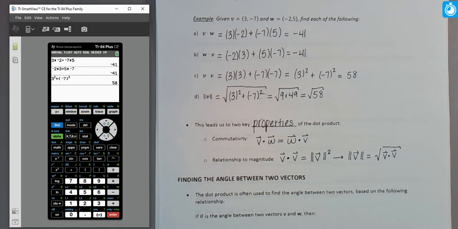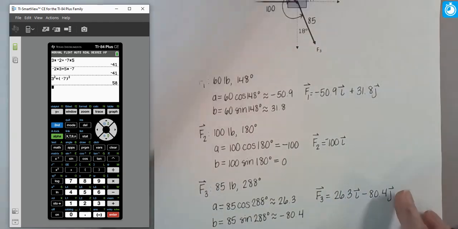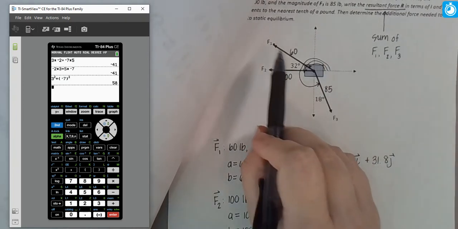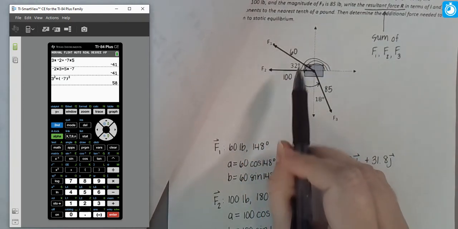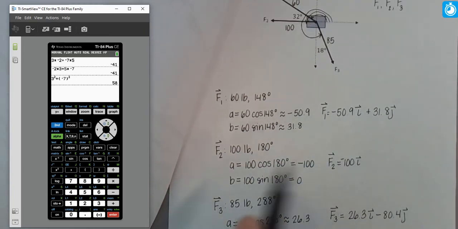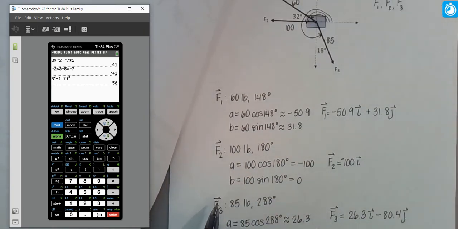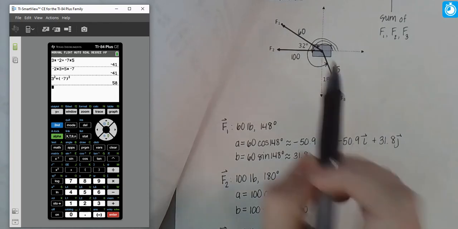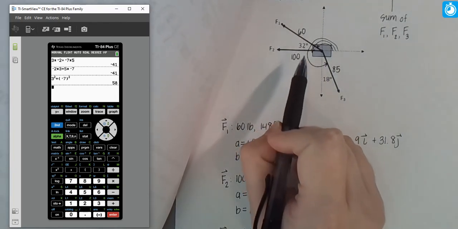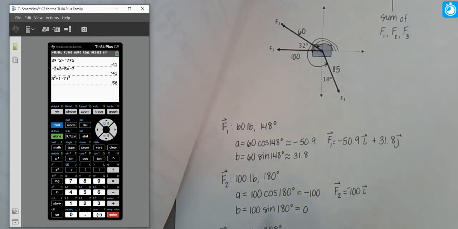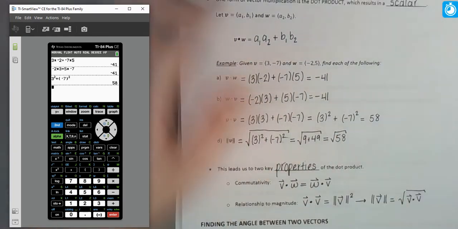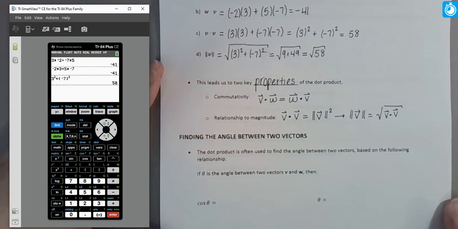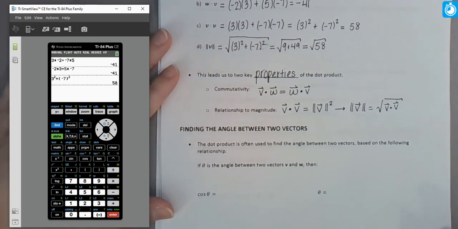Now, why does the dot product matter? Here's how we use it. So suppose we have two vectors, maybe like the vectors we had in the previous example. So maybe we were looking at just F1 and F3, and maybe we don't know the angle between them. Suppose we were given F1 and F3 not in magnitude and directional form, but in component form. Suppose we were given their components. It's possible that we'd want to know the angles between those two vectors in order to indicate how they interact with one another. The dot product is going to allow us to find the angle between two vectors.